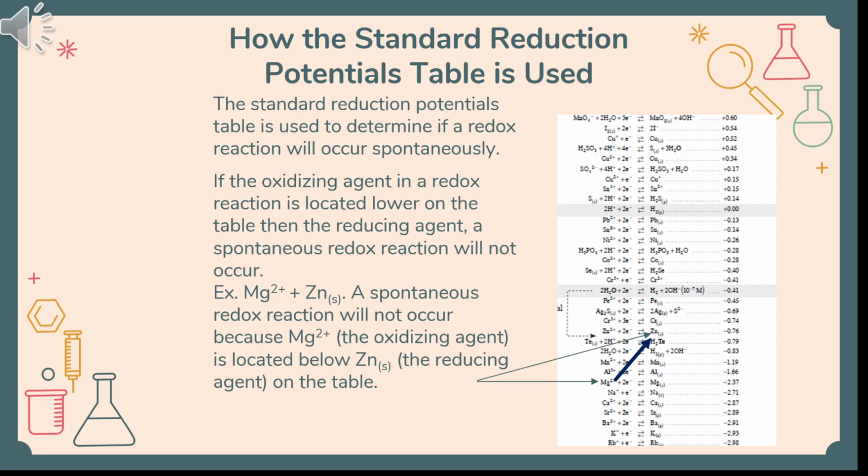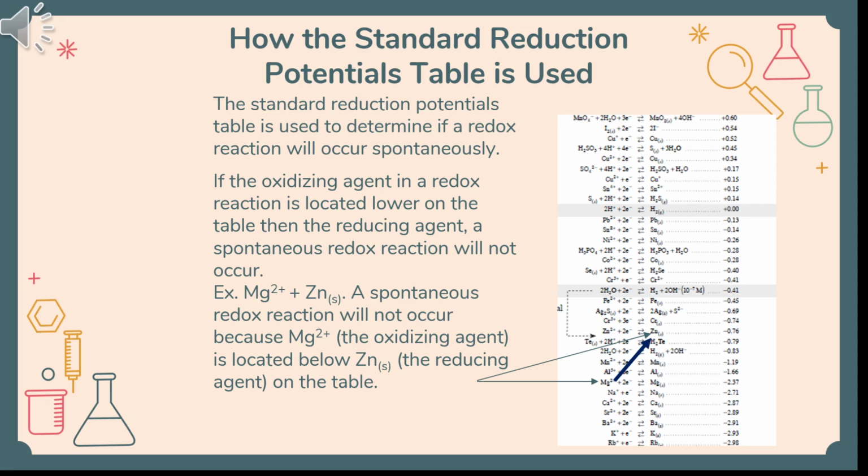If the oxidizing agent in a redox reaction is located lower on the table than the reducing agent, a spontaneous redox reaction will not occur. For example, Mg2+ and Zn solid. A spontaneous redox reaction will not occur because Mg2+, the oxidizing agent, is located below Zn solid, the reducing agent on the table.